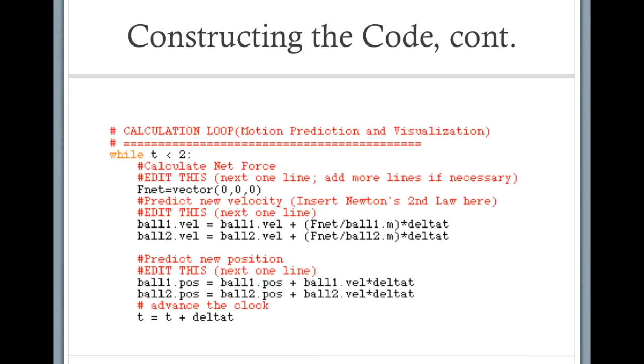I also edited the calculation loop to include Newton's second law for finding both final velocity and final positions. Here's the model. The blue represents ball 1 and the red represents ball 2.